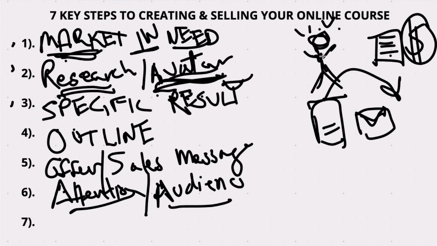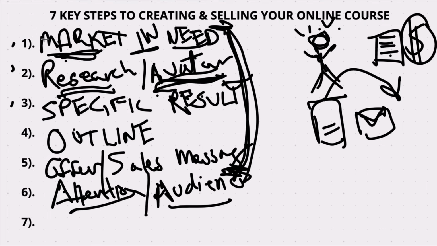I want to make something real clear though before we get to 7, which is actually launching and selling your course. I want to make something clear, and that is that this part right here, 1 through 5, I want you to really think about this. How much time does this actually take? Find a market, research the market, determine a specific result, outline the course, and craft your offer and sales message.